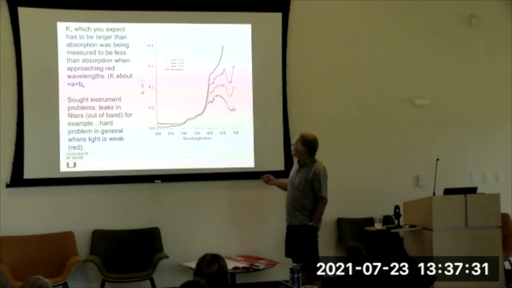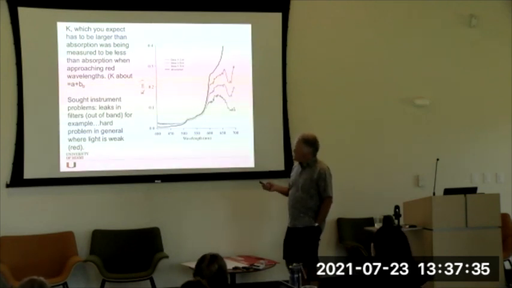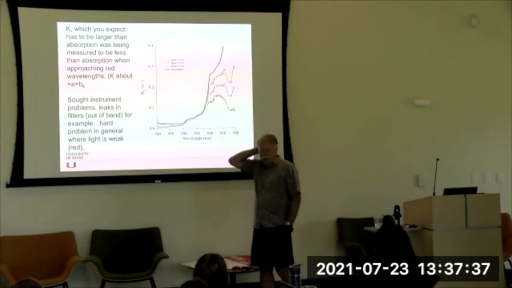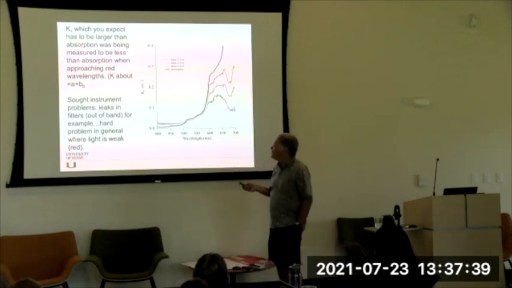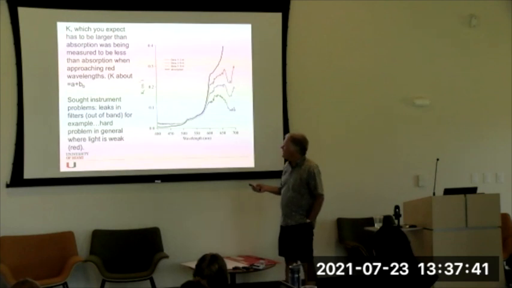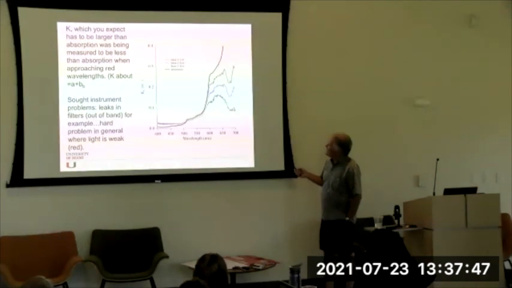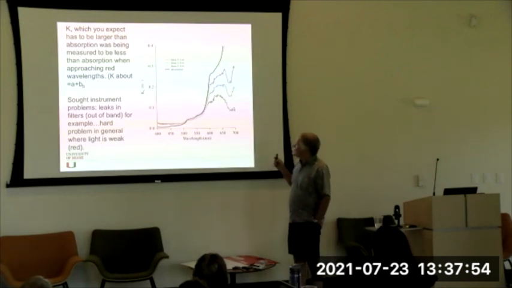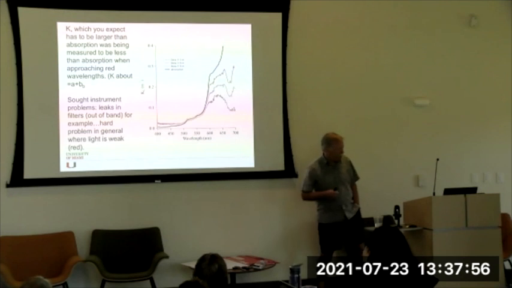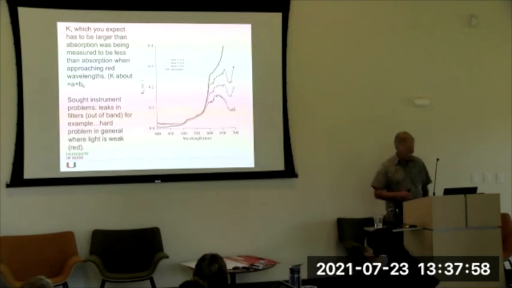So we were seeing this with the instruments. We tried all sorts of things to figure out what was going wrong. Maybe there were leaks in the filters, out of band light. It's really hard to do this in the light field because you have to really block the blue light from interfering with your red light measurement. But basically, we were seeing these problems and we were trying to figure out what was going on.